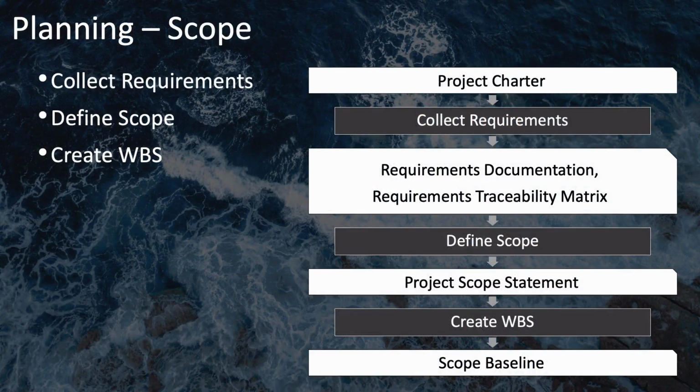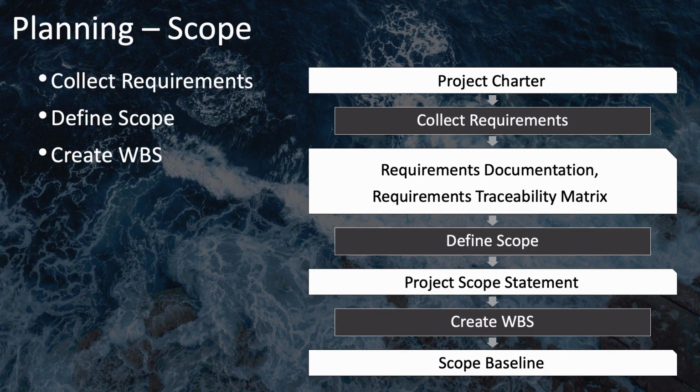In the Scope Management Knowledge area, under the Planning Process group, in addition to Plan Scope Management, you have 3 additional planning processes: Collect Requirements, Define Scope, and Create WBS. The Collect Requirements process has as its primary input the project charter. As its main outputs, you have the requirements documentation and the requirements traceability matrix.